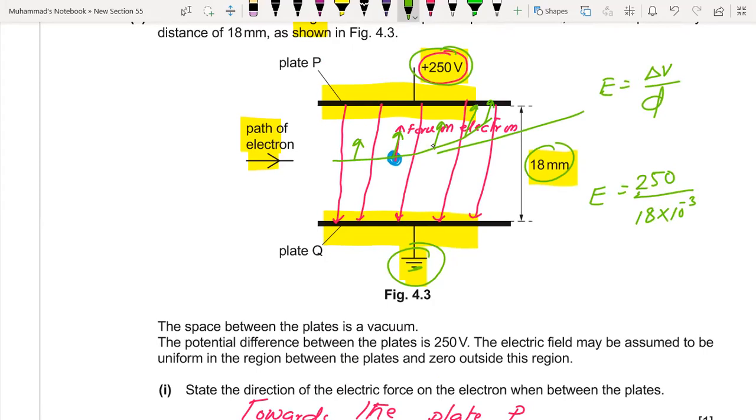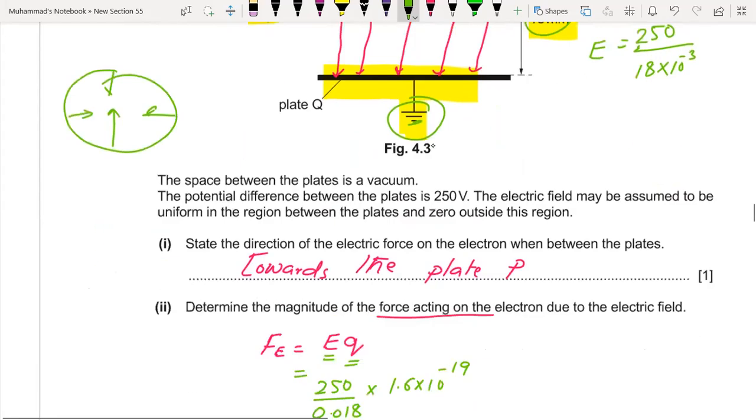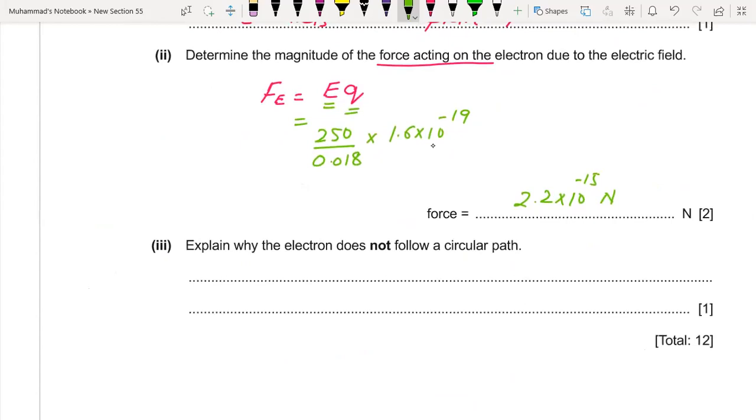To follow a circular path, the force must be towards center. So over here, force is not towards the center. Force is not perpendicular to the velocity. So that's why it will not follow the circular paths. Okay. So you will simply write the force is not always perpendicular to the velocity. Or you can write the force is always in the same direction.